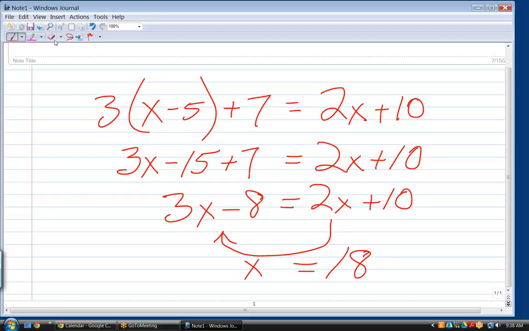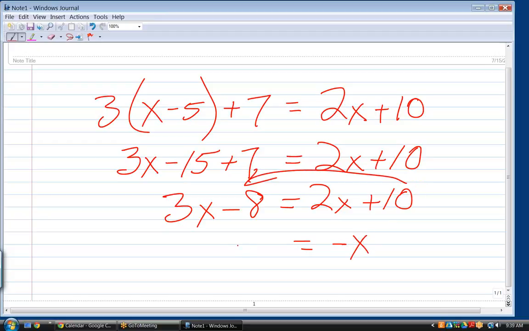Okay? Here's what would have happened had we done it the other way. Well, I moved this over to there, so I have 2x minus 3x, so you're right, it would have been negative x. And then if I move this 10 over to this side, I'm going to have negative 18. And so now I have one more step I have to do. I have to divide both sides by negative 1 to get this.